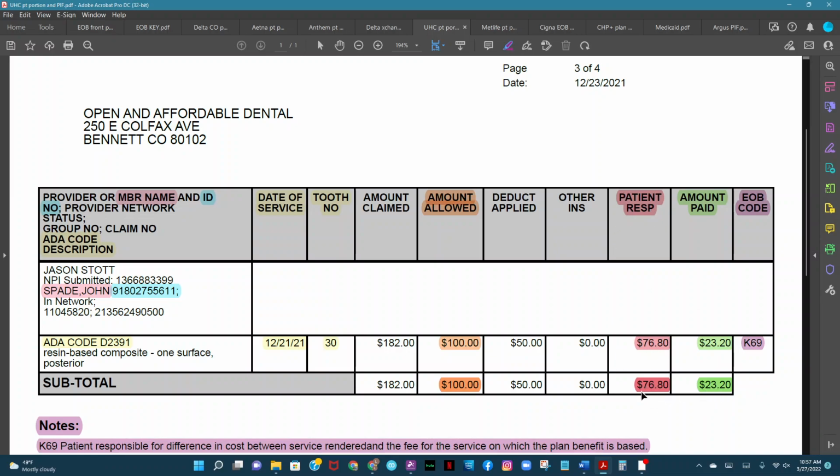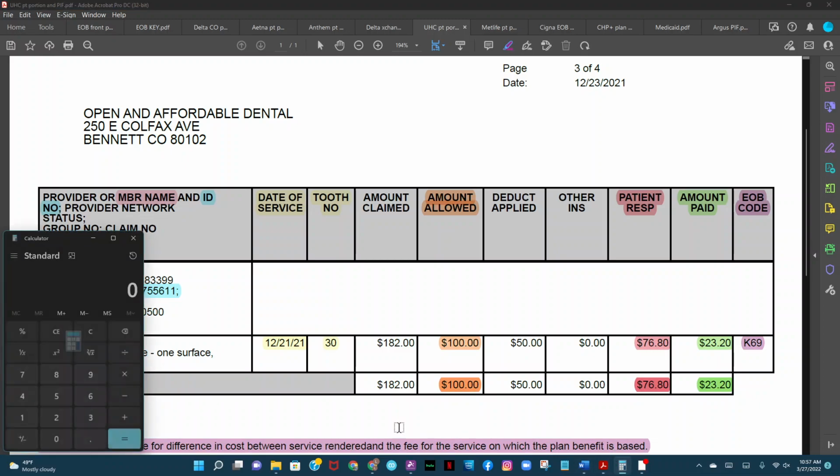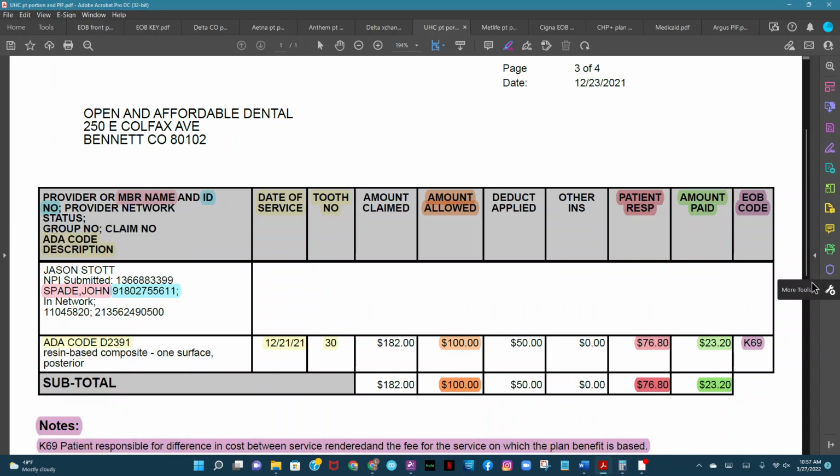Patient responsibility is $76.80. We have here the amount allowed, or the contracted fee, is $100. Let's go ahead and double check that amount. We have $23.20 that insurance paid. Patient owes $76.80, which equals $100. Okay, so that is correct there.